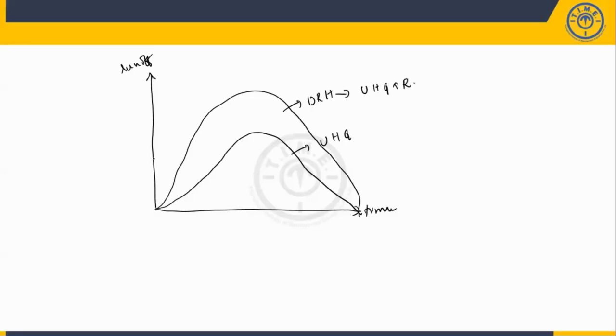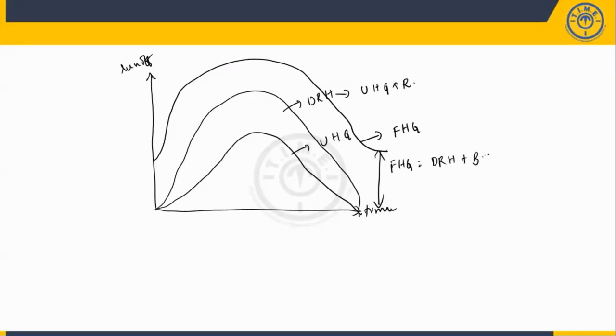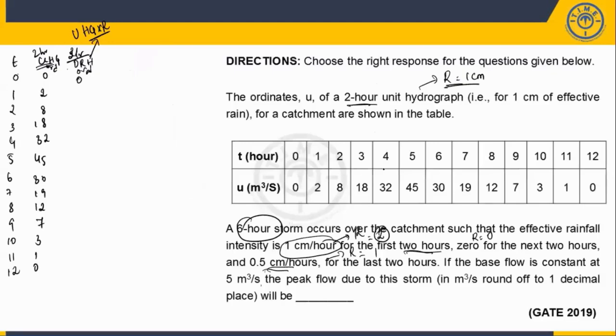Now here comes your FH ordinates, flood hydrograph ordinates. So flood hydrograph ordinates is equal to direct runoff hydrograph ordinates plus base flow. Understood? Now going backward.